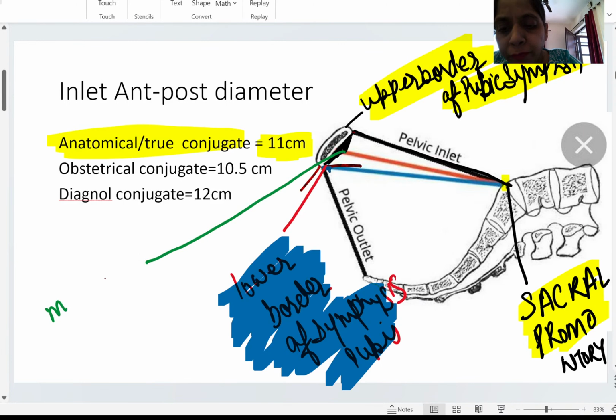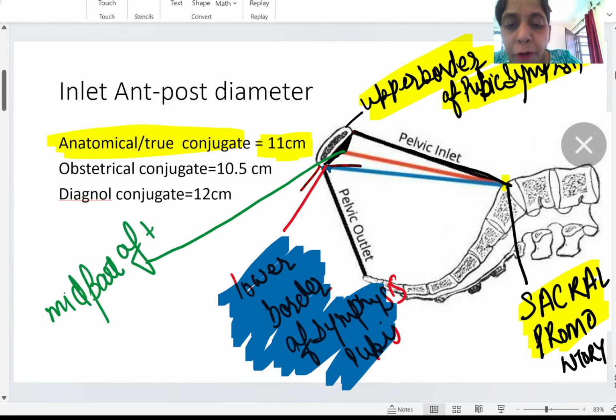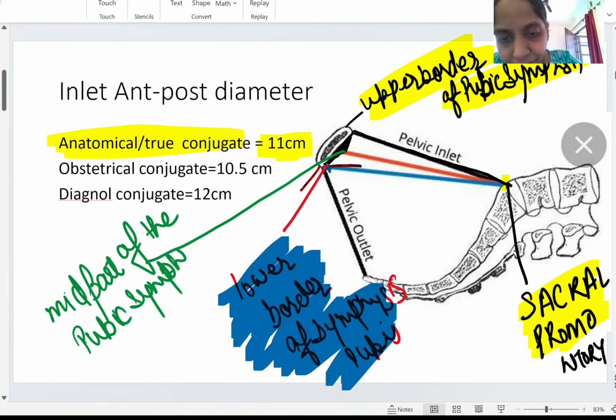This, from the mid part of the pubic symphysis to the sacral promontory. Which is that diameter? Please tell me. From the mid part of the pubic symphysis to the sacral promontory, it is the obstetrical diameter.